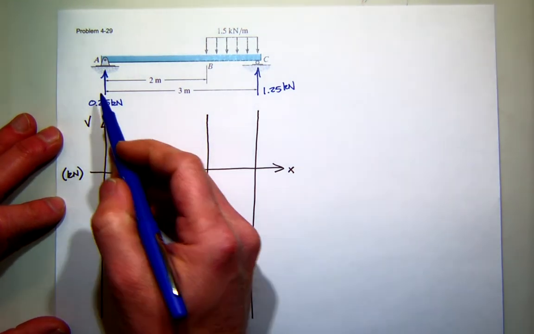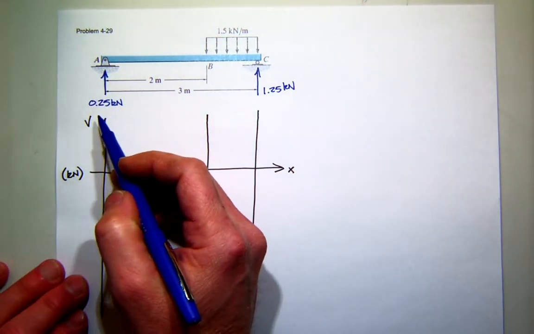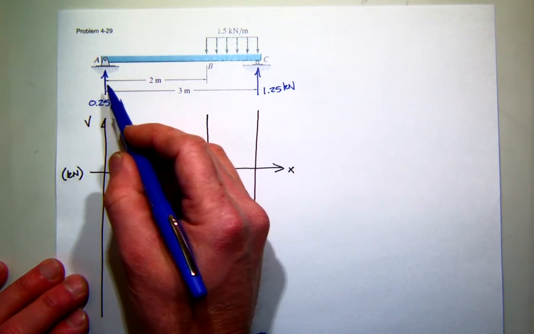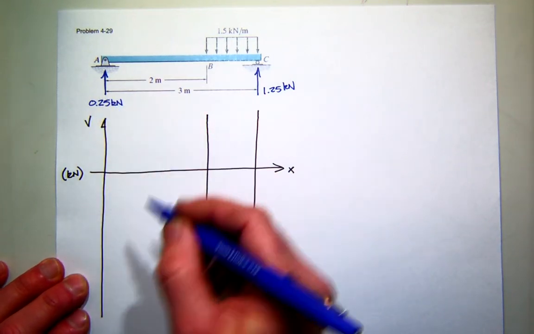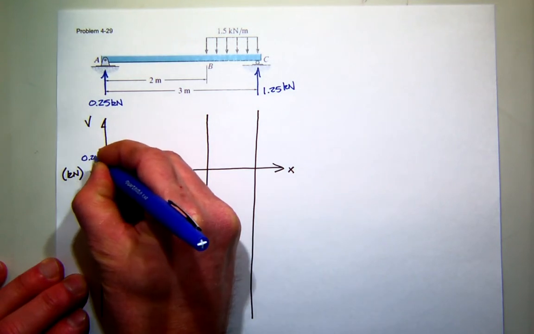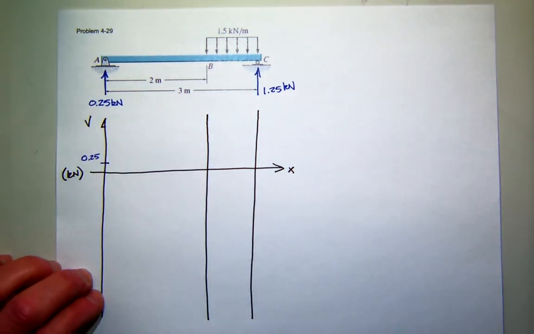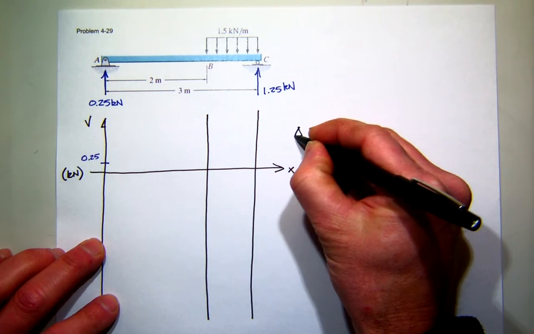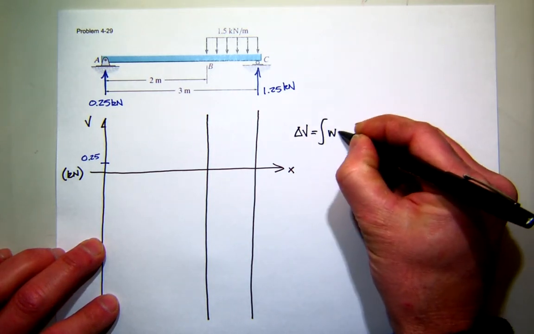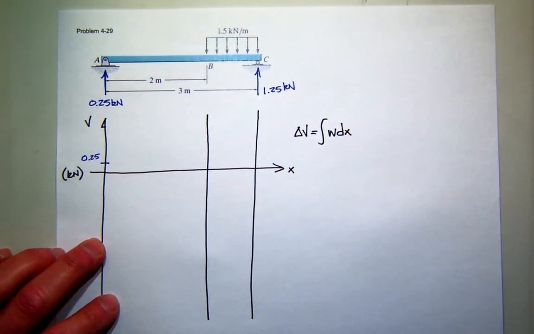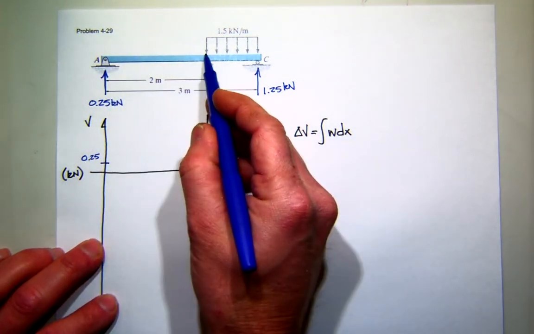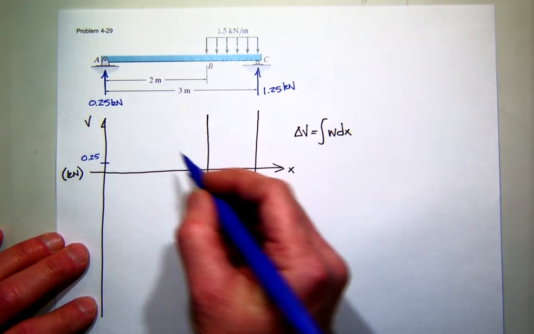So starting from the left edge, what's my shear? Well, my load there is 0.25, and what kind of shear is that? Positive. So I'll start at 0.25. Now remember, our basic rules are that the change in shear is the area under the load diagram. And what is the area under our load diagram from 0 to 2? 0. So that should not change.